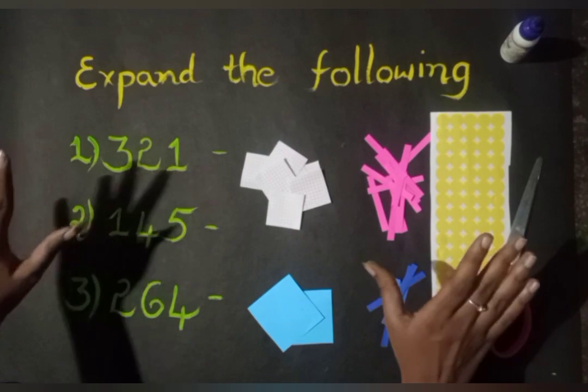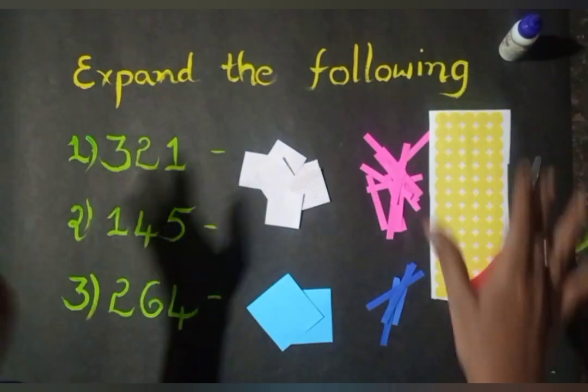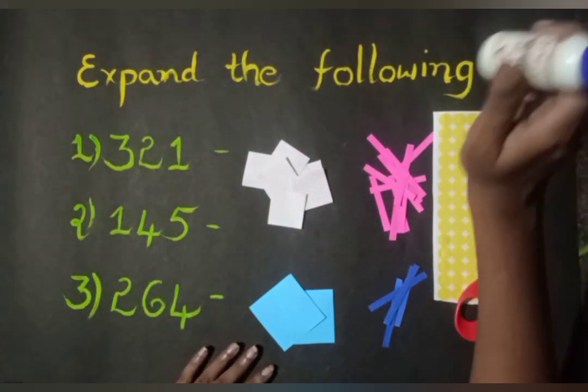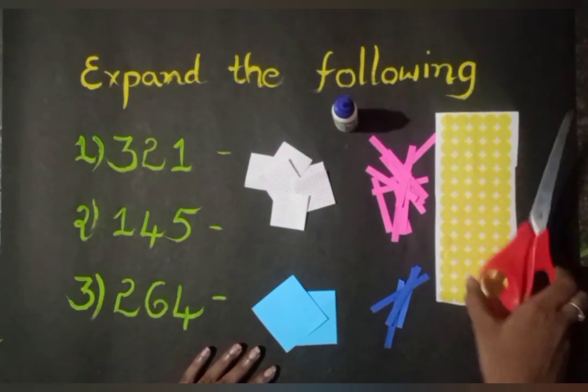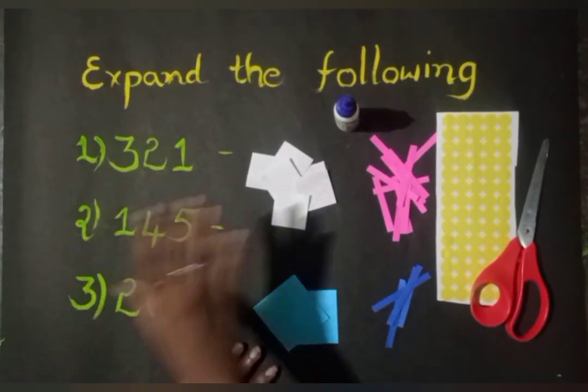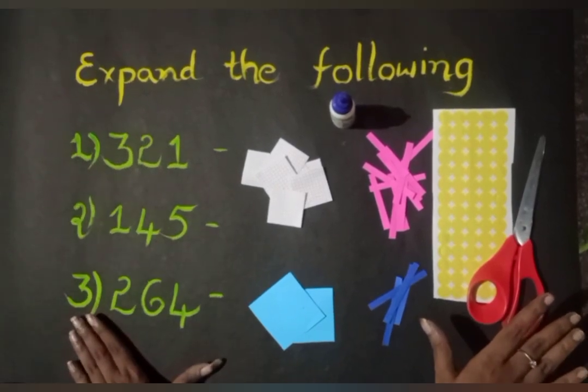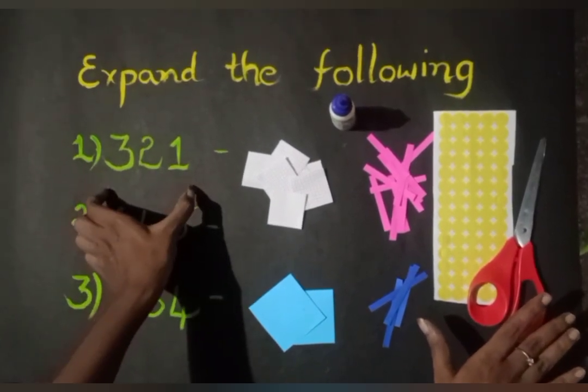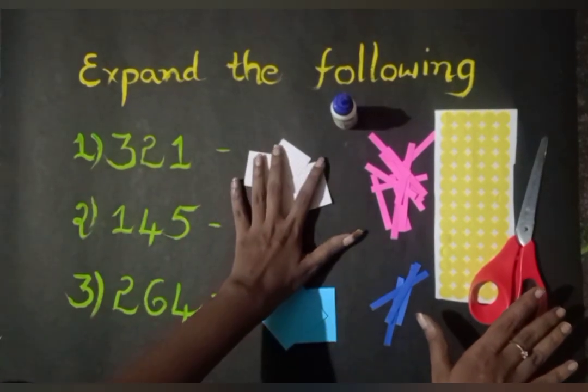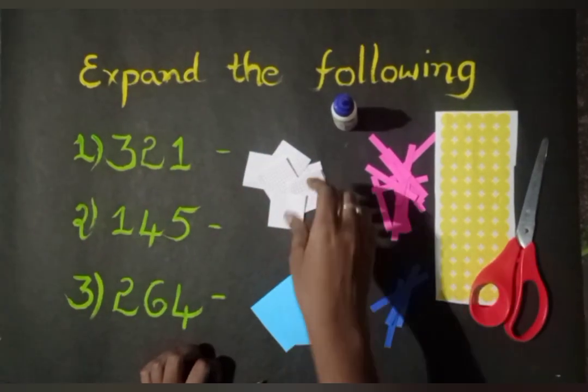Let's do an activity to expand the given numbers. To do this activity you just need a chart, and then you need gum, scissors and a few papers. See here what you have to do. I'll give you a few numbers like this. You have to expand these numbers using these blocks.